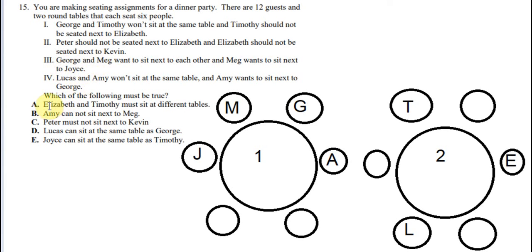Now we need to care about the information here. Elizabeth and Timothy must sit at different tables. So we know that Elizabeth can be at round number 1 or maybe round number 2, so that A is not correct here.